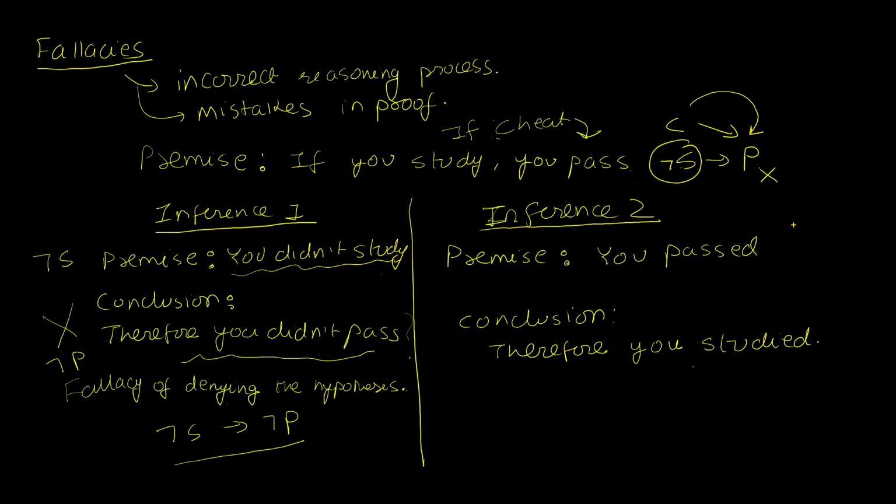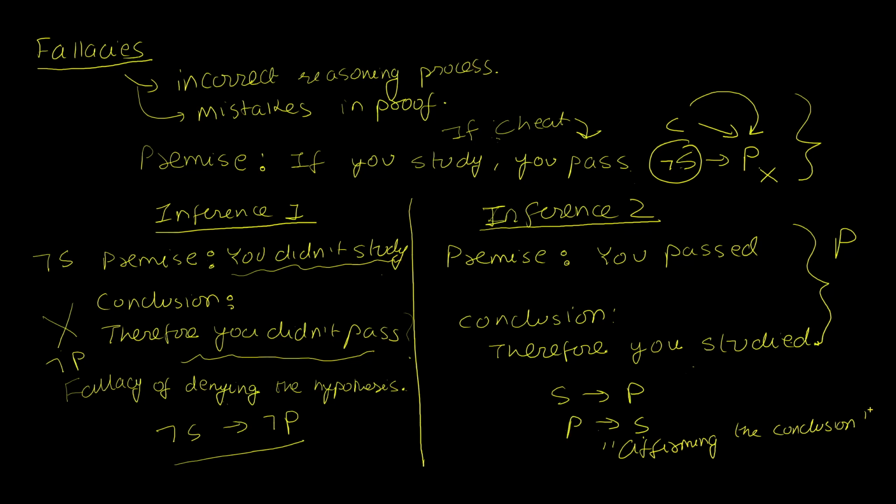So similarly, we'll be able to see another fallacy here. This premise is suggesting you passed, so I'm given P and I'm using that to infer S. So from my original premise, S implies P, I'm concluding P implies S. And this same example is enough to disprove this. Study implies pass does not guarantee that pass implies study, because you could have passed by cheating. And this fallacy is called the fallacy of affirming the conclusion, because you can see that we are affirming the conclusion of passing here, and that is causing the problem.